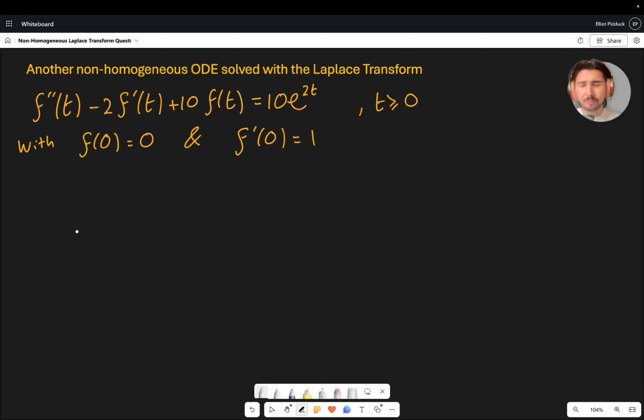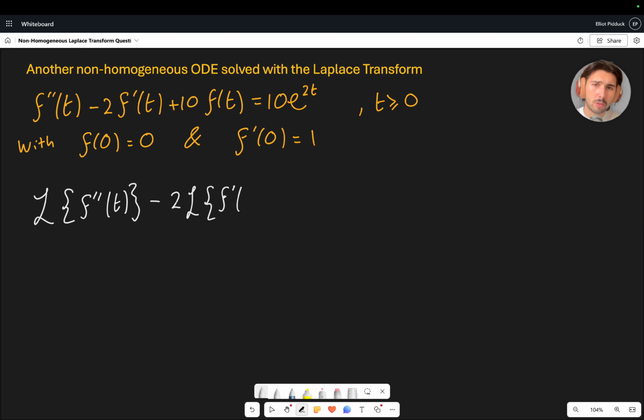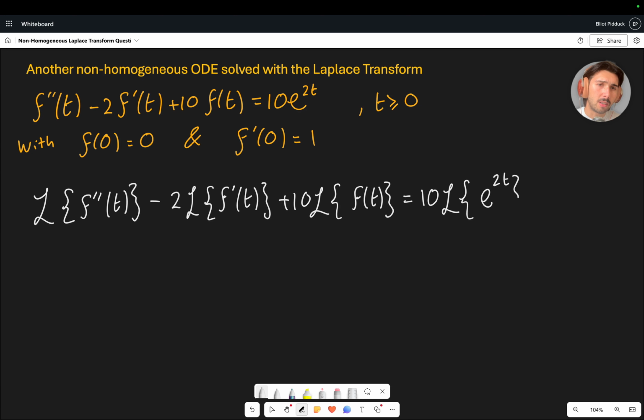Let's go straight in. As always, hopefully you guys are pretty comfortable with this so far. We're going to be taking Laplace transforms of everything. So we're going to be taking the Laplace transform of the second derivative, minus 2 times the Laplace transform of the first derivative, plus 10 times the Laplace transform of the original function, equals 10 times the Laplace transform of e to the 2t, like this.